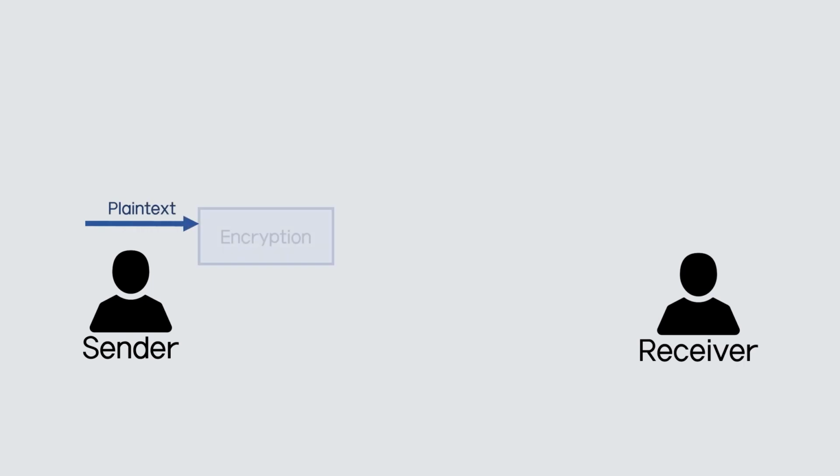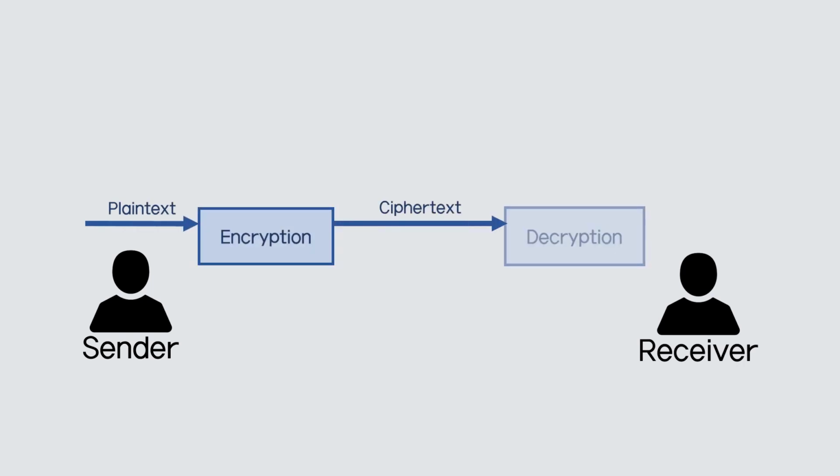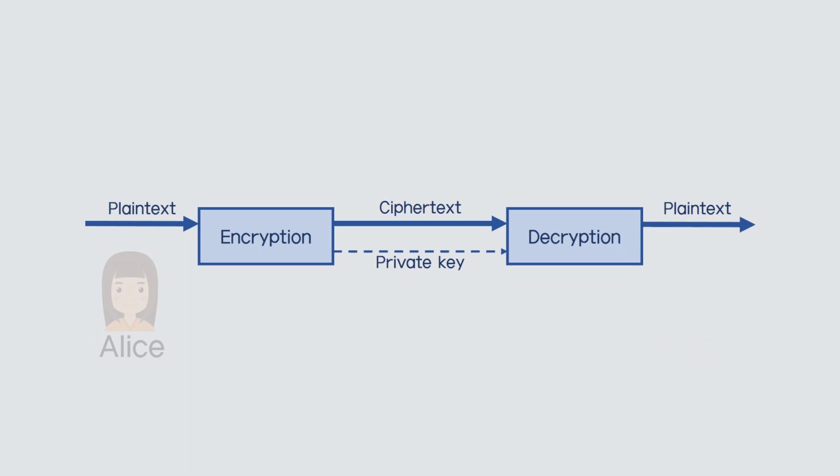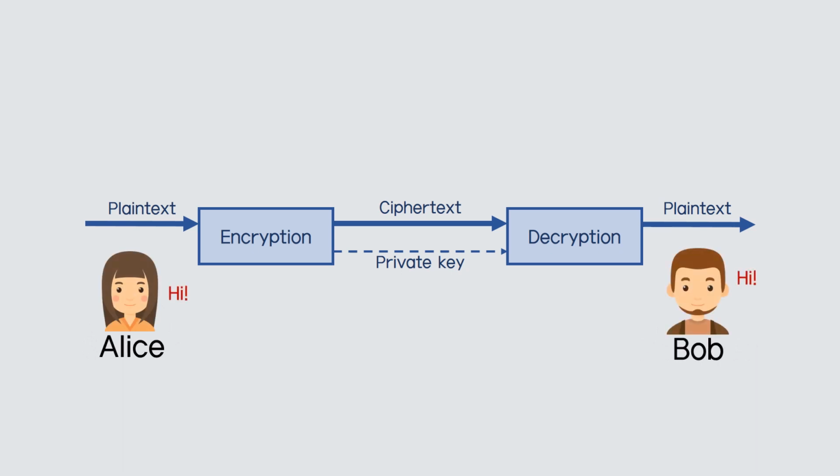Let's first look at the basic cryptography system. A plain text, which is the message the sender wants to send, is encrypted in the form of ciphertext and sent to the receiver. The receiver can decode it back into plain text using a private key. Now we will call the sender Alice and the receiver Bob to make it sound more friendly.